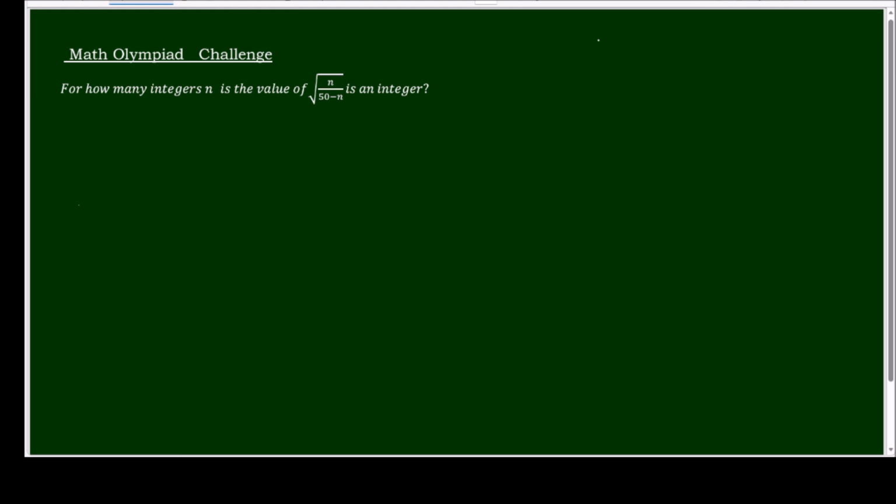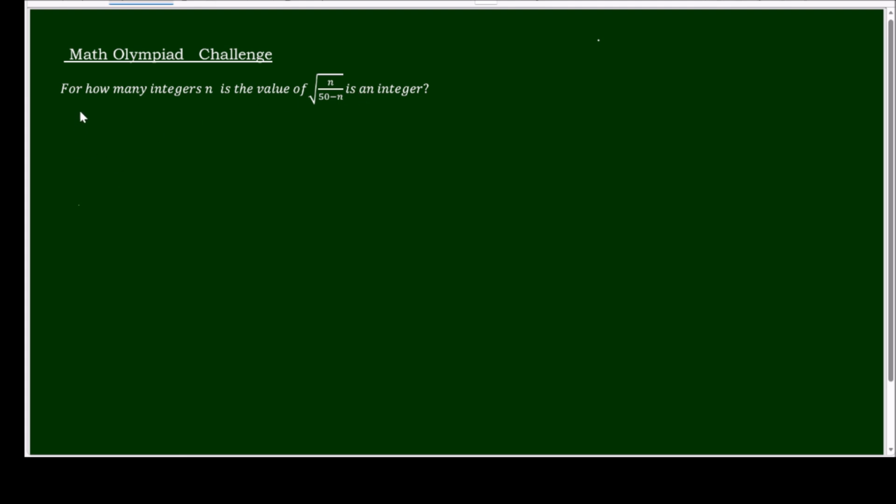So this is another Maths Olympiad challenge. For how many integers n is the value of the square root of n over 50 minus n an integer? That means we have to find not only n, but how many values of n there will be.